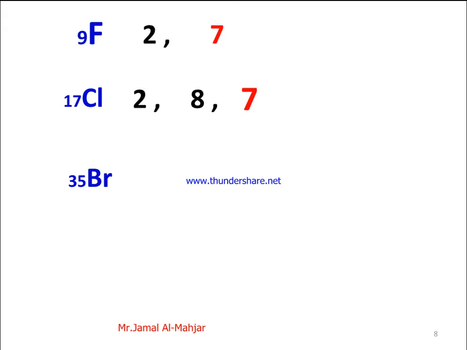Now, what about bromine? We have 35 electrons. In the first shell, you have to put 2. In the second shell, 8. In the third shell now, 18. Now count them. How many electrons do you need to get 35? Yes, we have 28. We need 7 electrons.